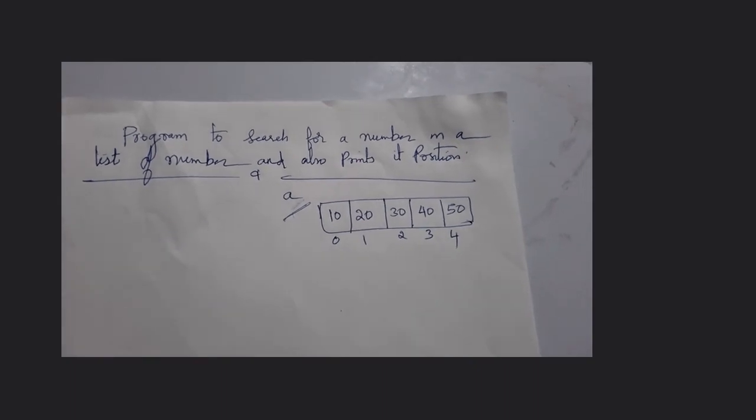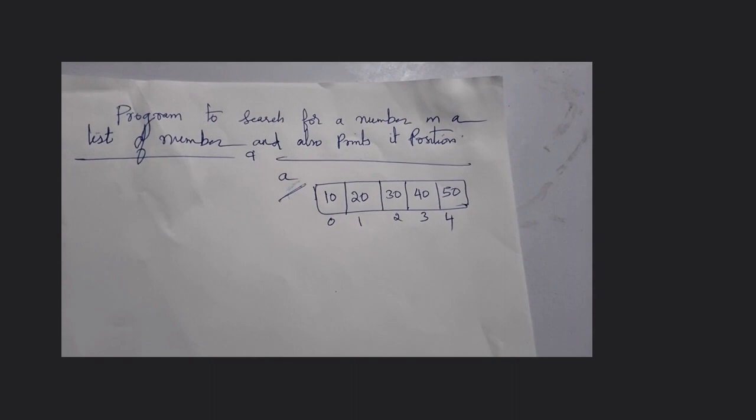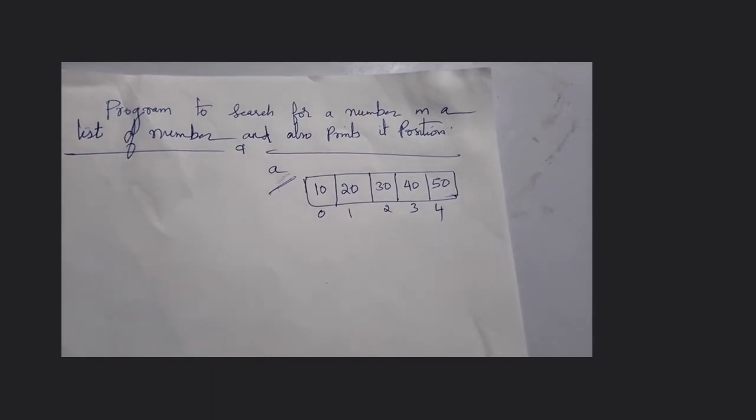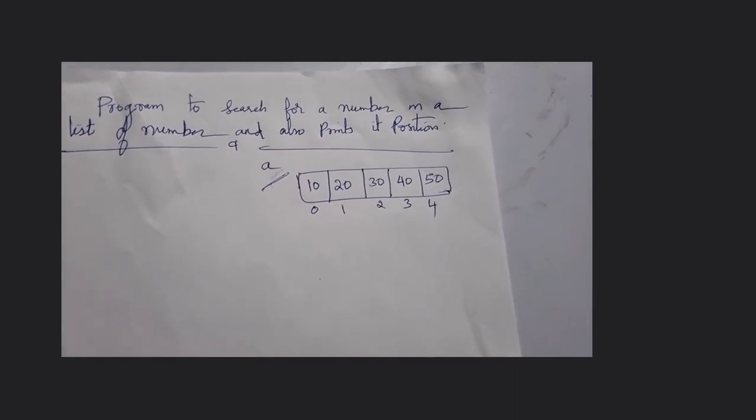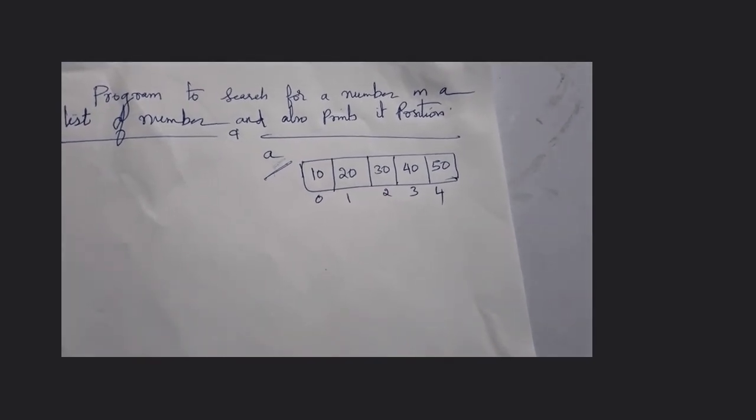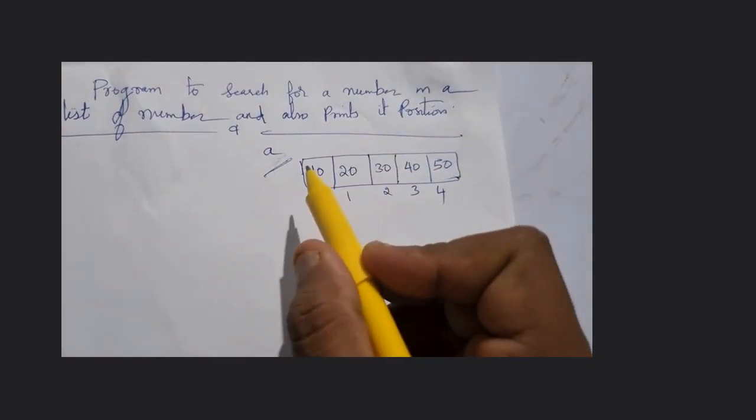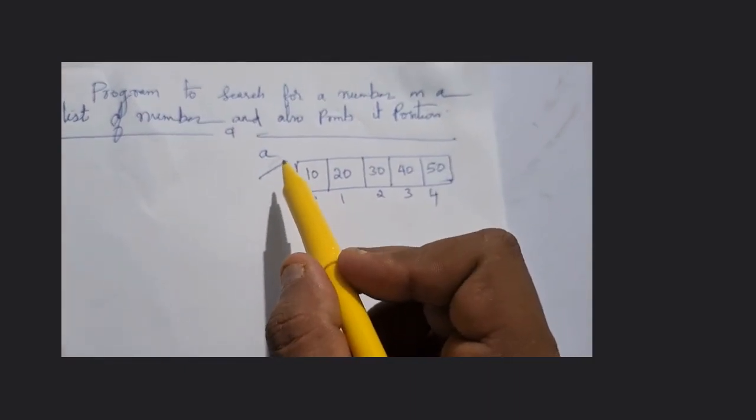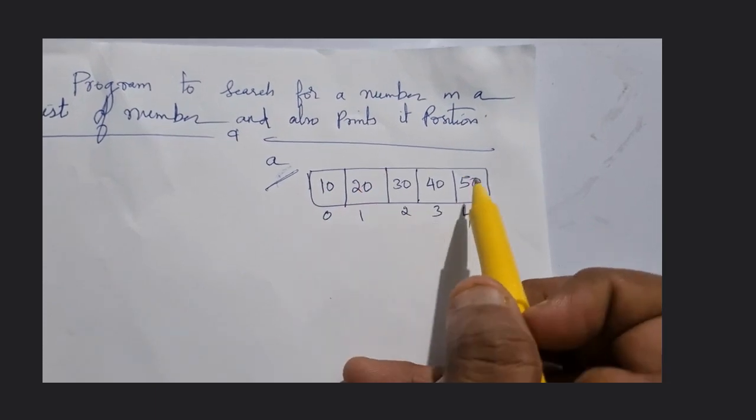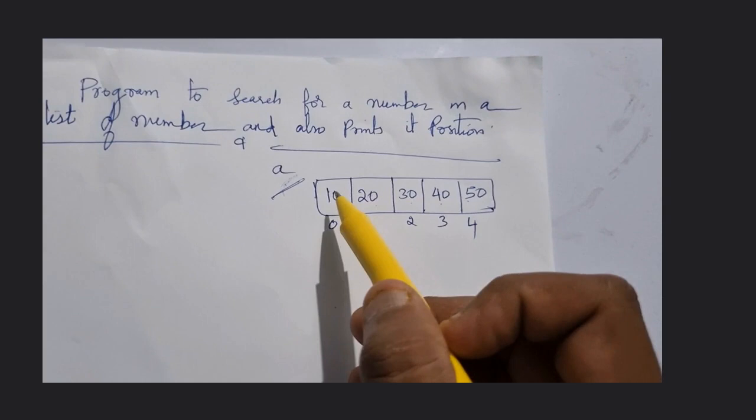Hi students, the next program in C is a program to search for a number in a given list, and if you find the number, print its position. Here I'll be using a one-dimensional array to run the program. In this program I've taken a simple example, an array of size 5, and stored the elements 10, 20, 30, 40, 50 in the array list.